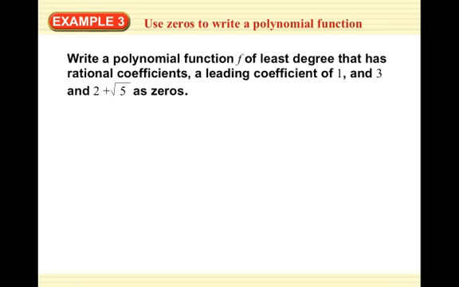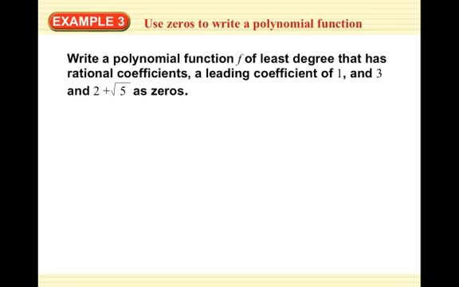So we're going to write a polynomial function f of least degree that has rational coefficients, a leading coefficient of 1, and 3 and 2 plus square root of 5 as zeros. Alright, so we know there's at least 2 zeros, but remember irrational numbers bring their conjugate pair with them. So technically there's 3 zeros.